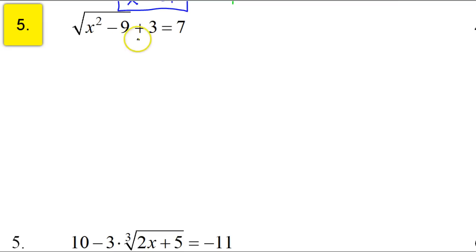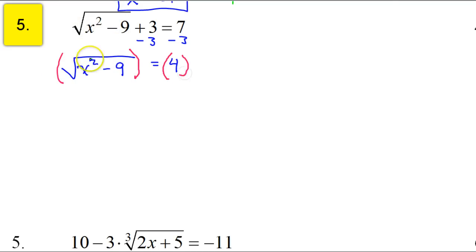Got to get the radical by itself. So let's subtract 3 from both sides. So that is going to give me the square root of x squared minus 9 is equal to 4. Alright, now the radical is by itself, so now I can square both sides to get rid of the radical.